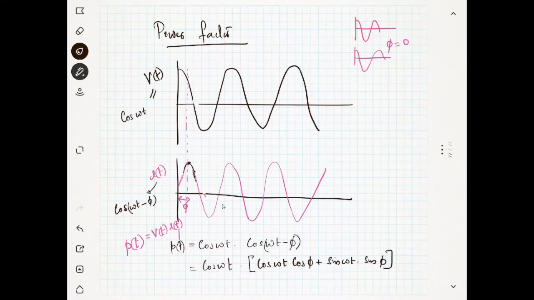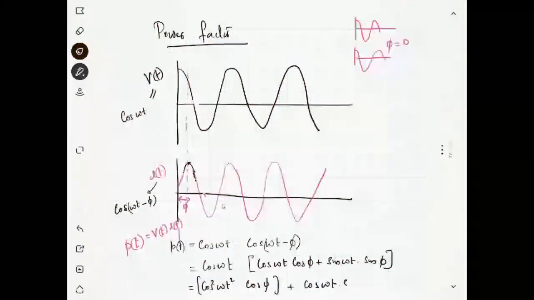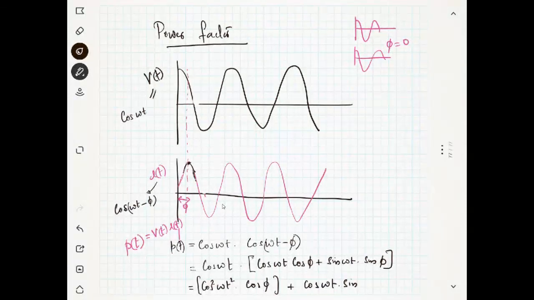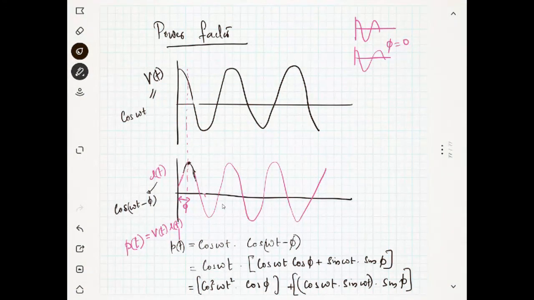Okay, so you can see here I have a cosine square. If I multiply cosine square omega t into cosine phi, then plus cosine omega t into sine omega t into sine phi. So I have two terms here in the power. This will be my instantaneous power.